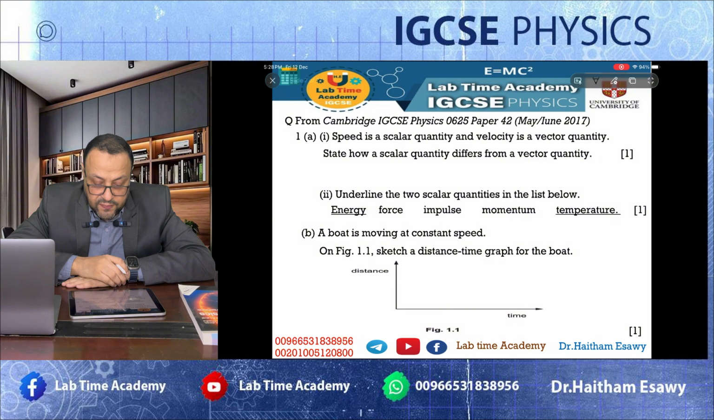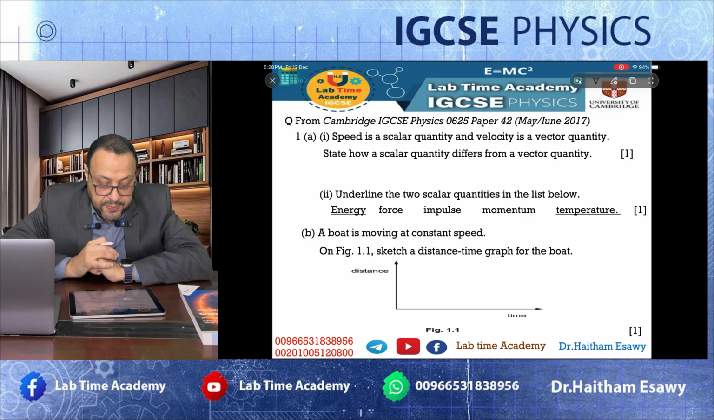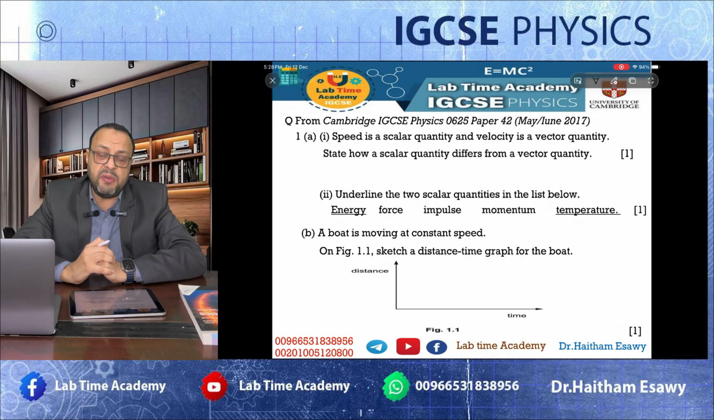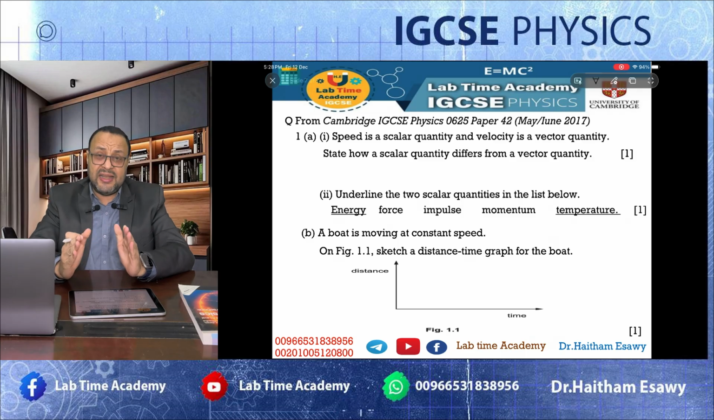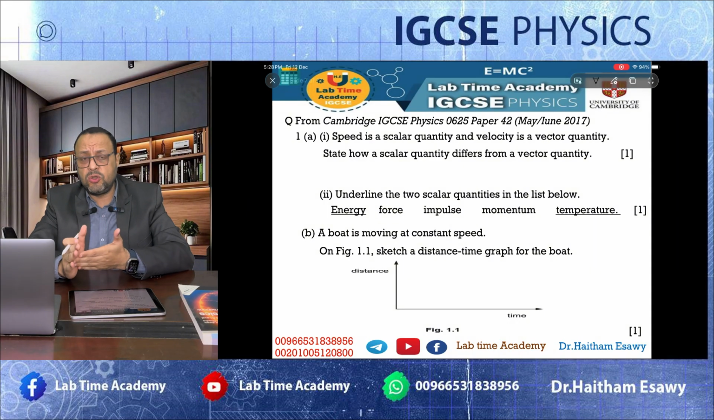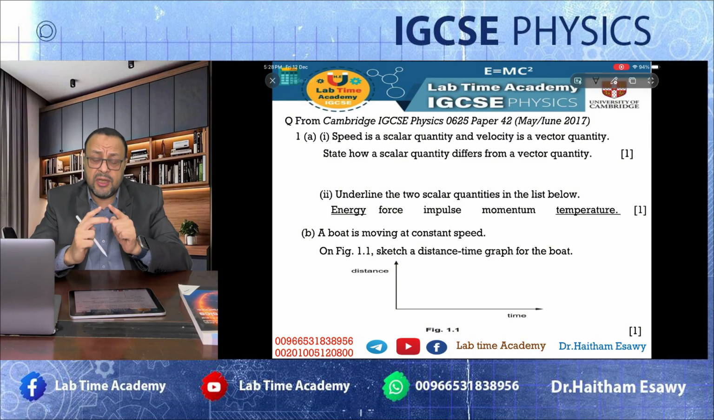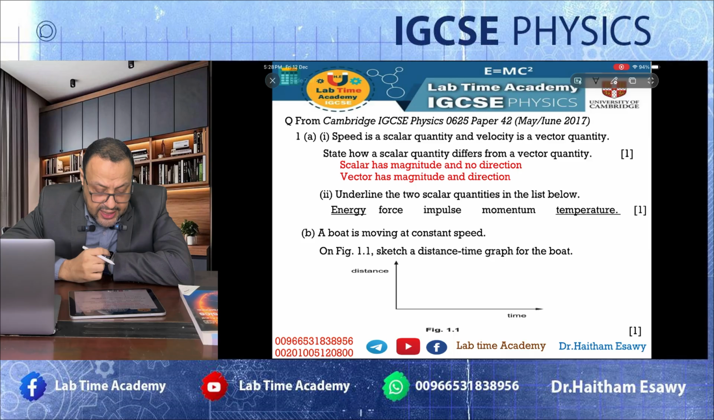This question is from paper 4, variant 2, May/June 2017. Speed is a scalar quantity and velocity is a vector quantity. State how a scalar quantity differs from a vector quantity. We said it before many times. A scalar quantity has magnitude without direction, while a vector quantity has both magnitude and direction.